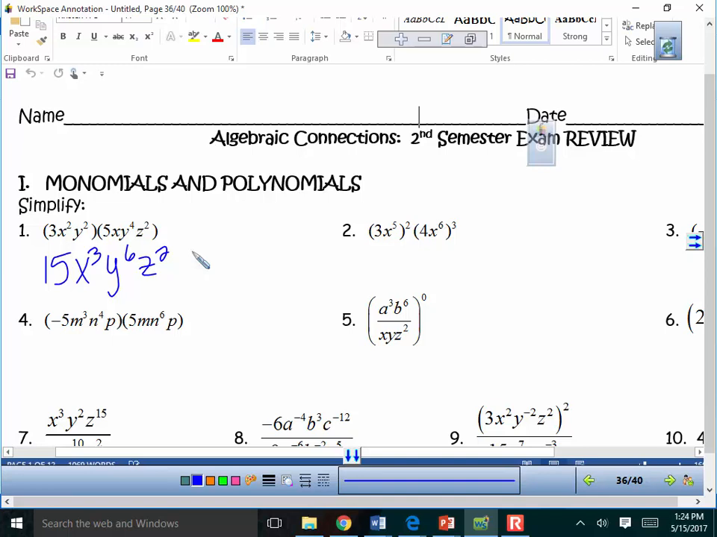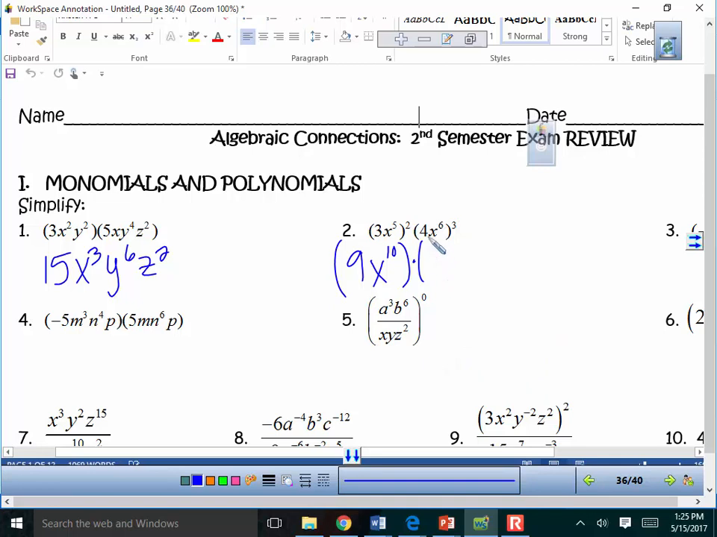Micaiah, on number 2, when we raise a coefficient to a power, what do we get? Like on number 2, the first thing we have to do before we multiply 3 and 4 is what? We have to square 3x to the 5th, right? And 3 squared is? And then that's x to the? Good. And then we're still multiplying this by, what do we have to do next here, Isabel?